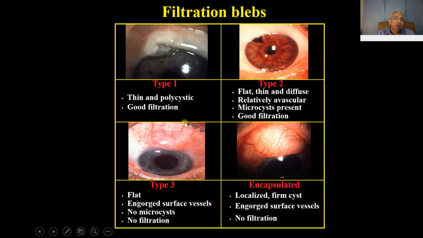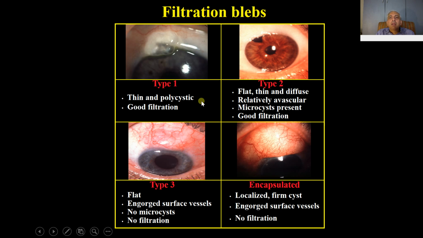The filtration blebs typically look like this. So if you get a short case, always look for a peripheral iridectomy in the patient. If you see a triangular or oval area in the periphery of the pupil, that means somebody has had an iridectomy. The iridectomy can be an isolated thing, or it can be associated with a small bleb, which looks like a blister because fluid is draining into the subconjunctival space.